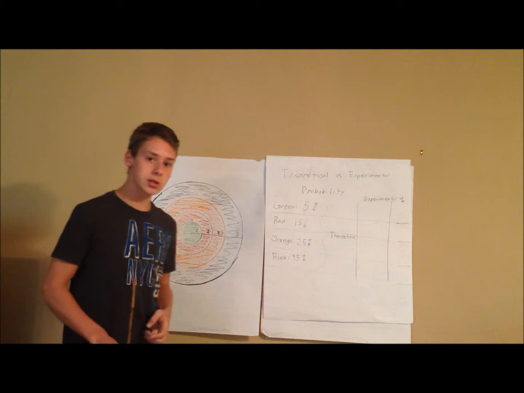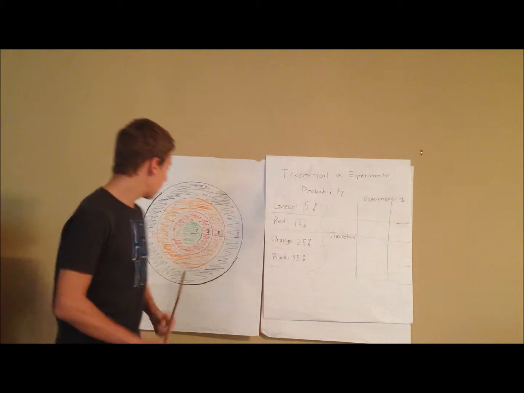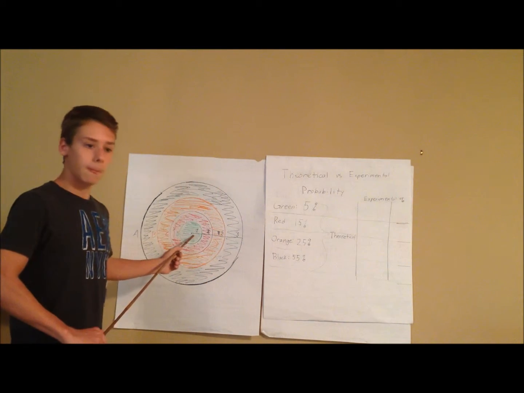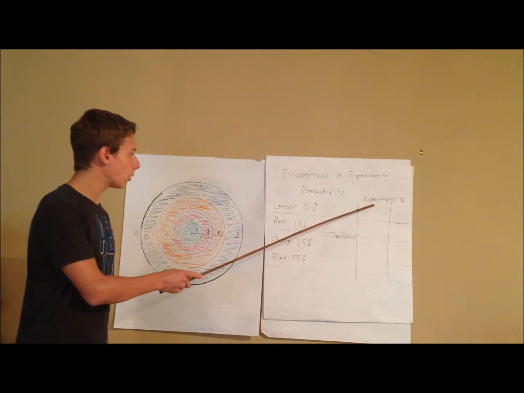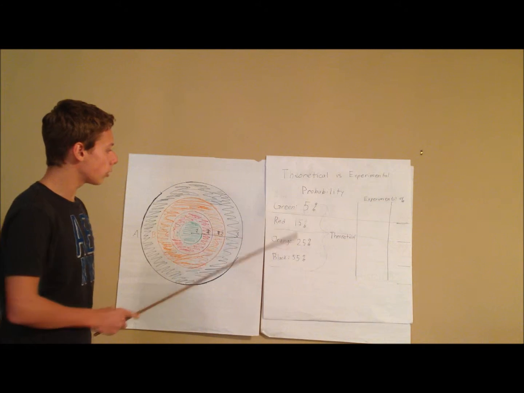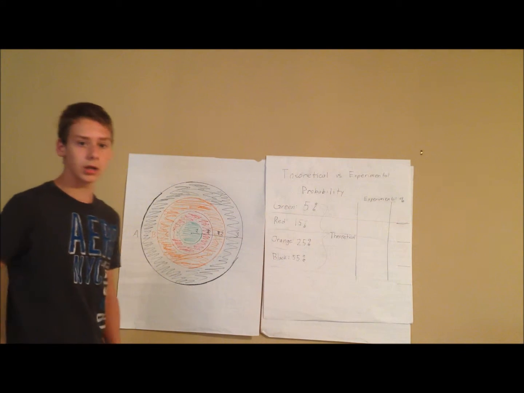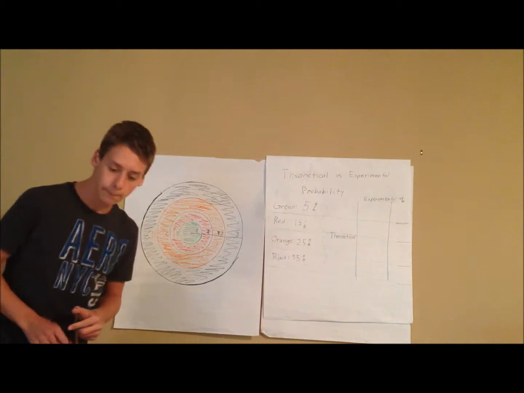Today we're going to show this by throwing a ball at a dartboard-like target. We're going to throw it 10 times to see if the experimental probability matches up evenly with the theoretical probability of what we should hit out of those 10 trials.